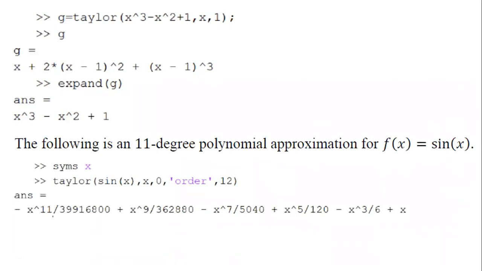So the following here is the 11th-degree polynomial approximation for the function sine of x. Okay, so since we're after the up to 11th-degree polynomial, we need to set the order up to 12, no? So this will give us this expression. So the highest degree would be x raised to 11.